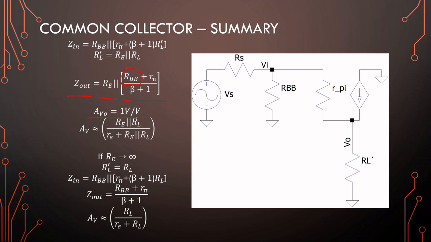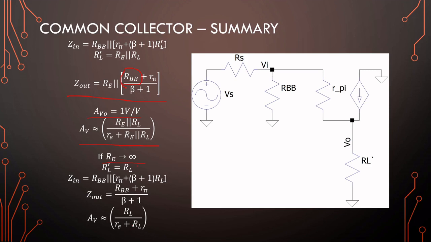Okay, AV0 is always approximately 1 volt per volt. AV is our output, or R load prime, divided by R load prime plus RE. If RE goes to infinite with a current source, R load becomes R load prime, and everything seems to simplify by a lot.